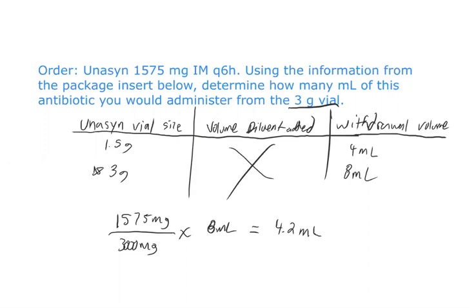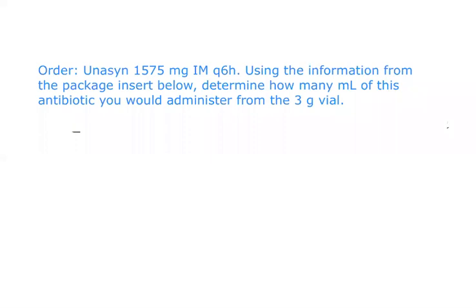All right. Number 10 was the next one asked. When you say long way, do you mean dimensional analysis? Okay. Oh, you mean for the one I just did? Okay. So if I'm doing dimensional analysis, I'm going to take my order. Okay. What did I say? 1575. Okay. Times my 8 milliliters over my 3000 milligrams. And you'll get the same answer. 4.2 milliliters.